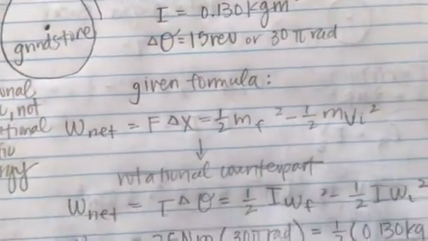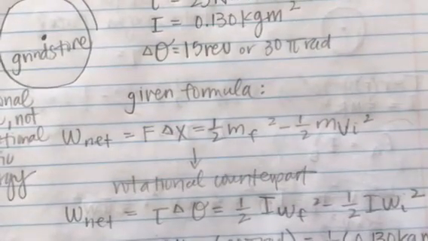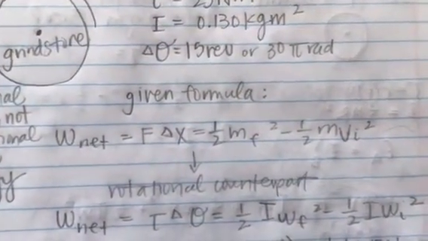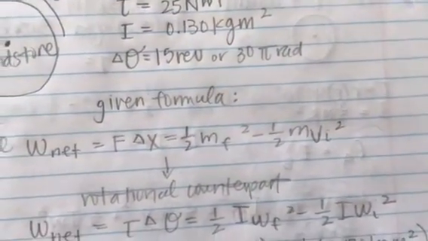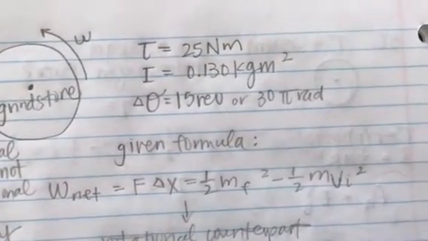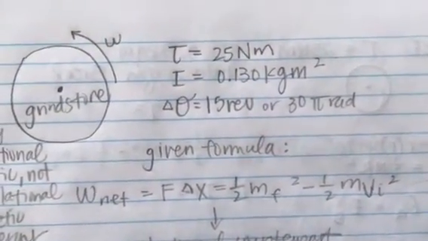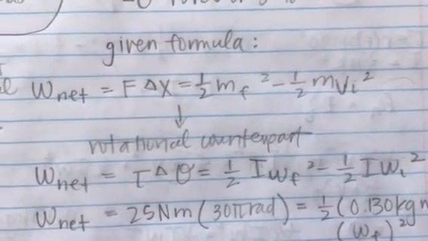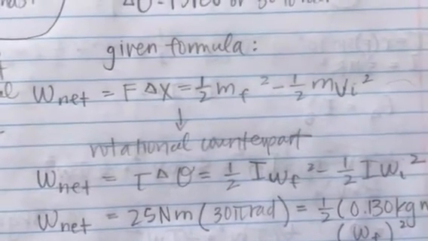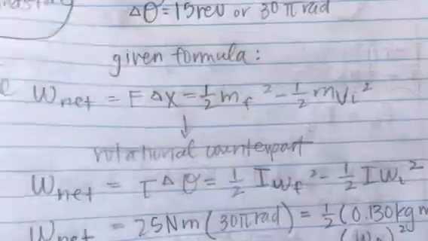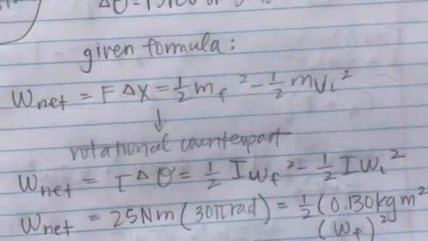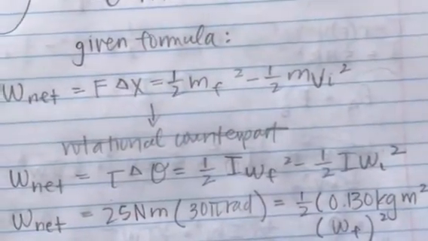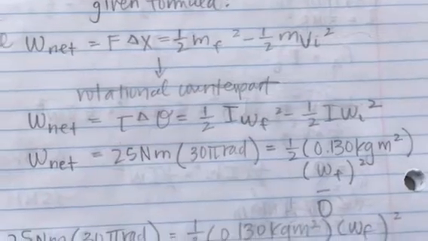They give you a formula, which is the net work equals force times displacement equals 1/2 m v final squared minus 1/2 m v initial squared. And it tells you that that also has a rotational counterpart, which is applicable for our question: the net work equals torque times the angular displacement equals 1/2 moment of inertia times angular velocity final squared minus 1/2 moment of inertia times angular velocity initial squared. And so all I did was plug in all of the givens.